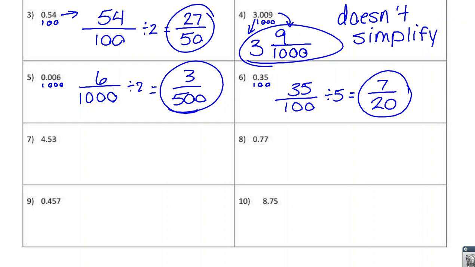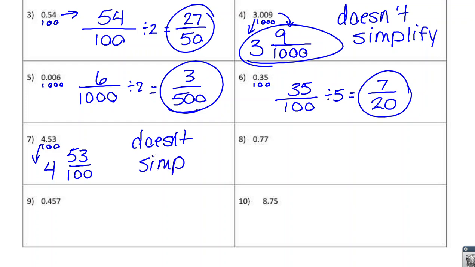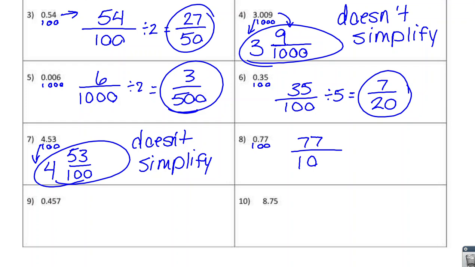So for number 7, the 4 comes out. 4 and 53 becomes the numerator, place value of 100. And this one doesn't simplify. For number 8, that was 77 over 100 for the place value. And that one also doesn't simplify.